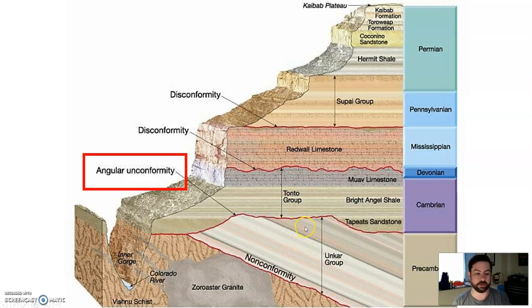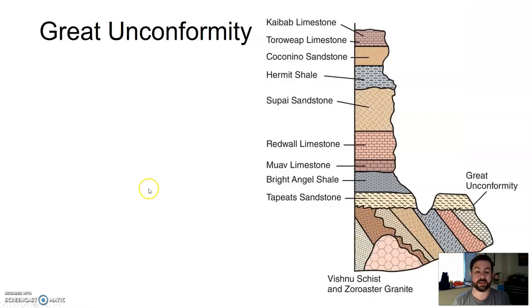That's an angular unconformity. In fact, there's a few unconformities. There's some disconformities. That's gaps in time between sedimentary layers. A nonconformity, we have metamorphic and igneous material below sedimentary rocks. So we get all three in the Grand Canyon. But this angular unconformity is a special one called the Great Unconformity.